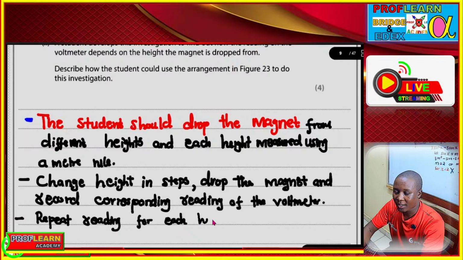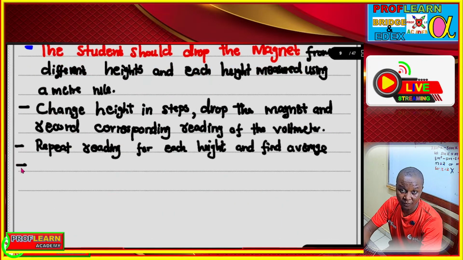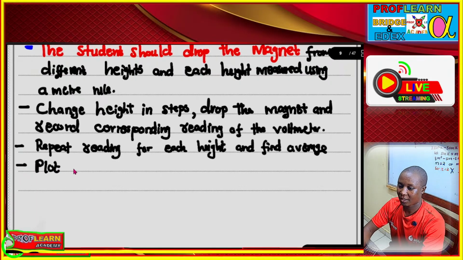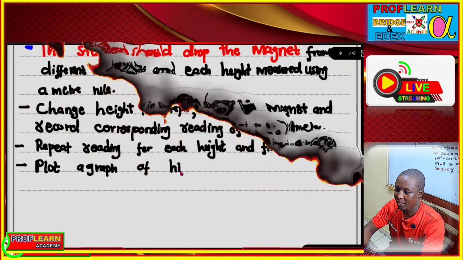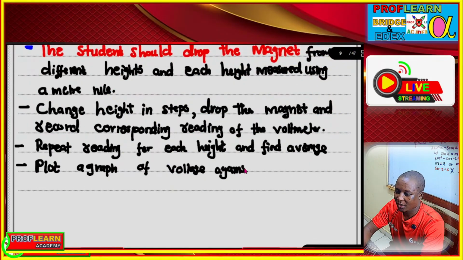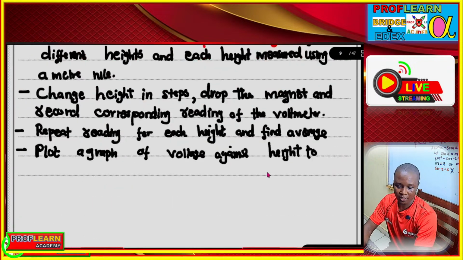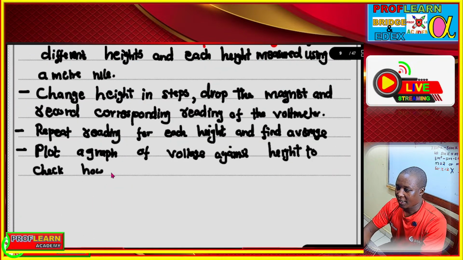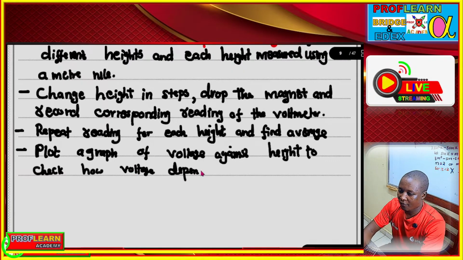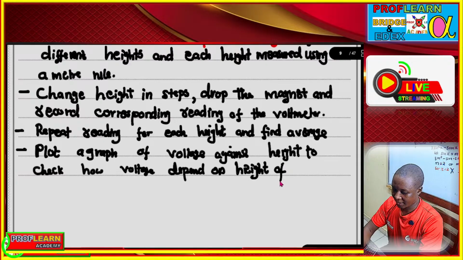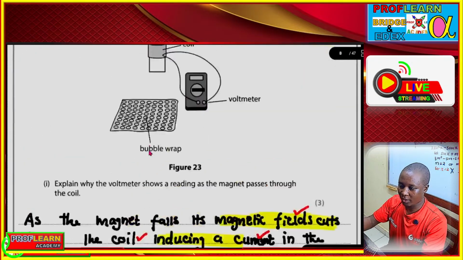Whenever you are explaining these experiments or investigations, kindly remember to include accuracy. The aspect of accuracy is to repeat the reading for each height to find the average. That is to ensure that the result is accurate. Then we plot a graph of voltage against height, so that we can see how voltage depends on height.